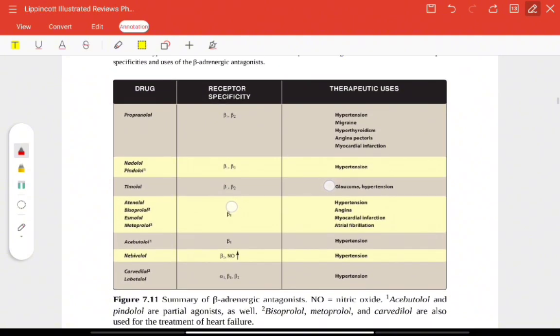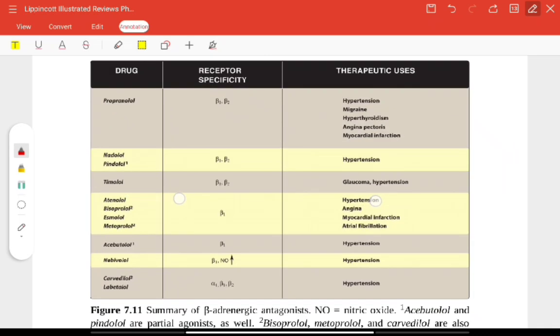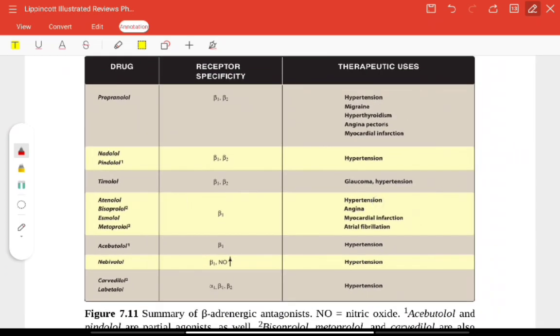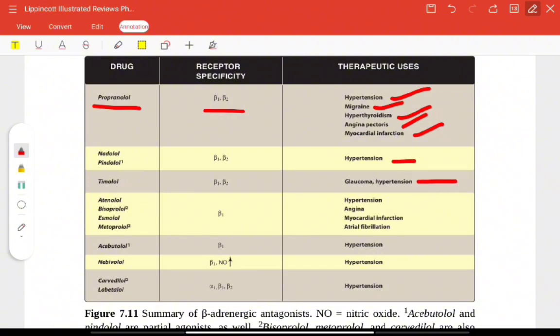Now, this is the summary of sympatholytics. Propranolol, a non-selective beta blocker, is used in hypertension, migraine prophylaxis, hyperthyroidism, angina pectoris, and MI. Nadolol and pindolol are also non-selective but only used in hypertension. Timolol, also non-selective, is used in hypertension and glaucoma. Timolol is used topically. Atenolol, bisoprolol, esmolol, and metoprolol are selective beta 1.